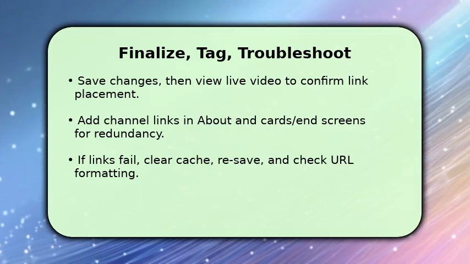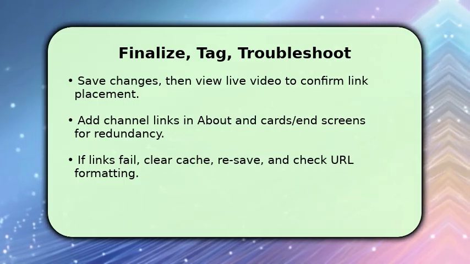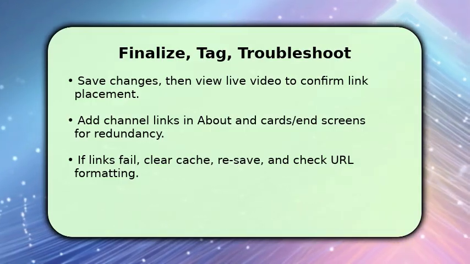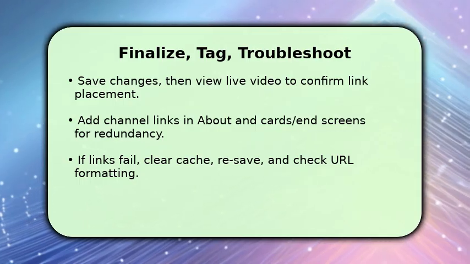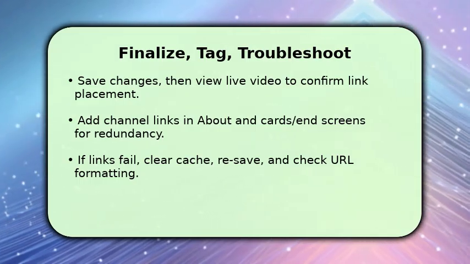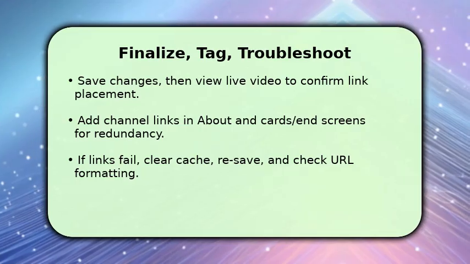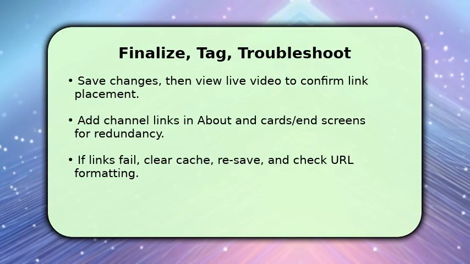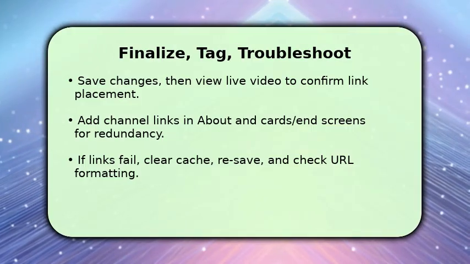Make links redundant by adding core links to your channel about page and using cards or end screens for key CTAs. If a link doesn't work, clear your browser cache, resave the description, and ensure the URL includes the protocol, HTTP or HTTPS. Finally, monitor analytics to see which links get clicks and adjust placement.